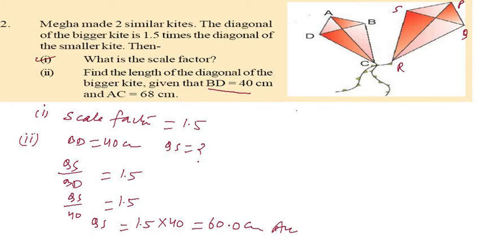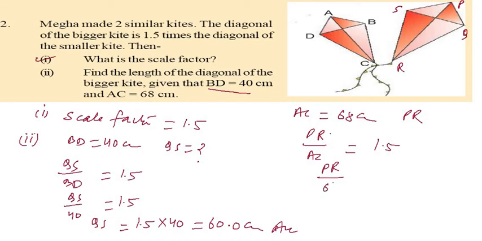Now come to the second part, AC is given as 68 centimeters. Now we want to find PR. By scale factor, PR upon AC is equal to 1.5. PR we want to find, AC is given as 68. So PR will be equal to 1.5 into 68. Now multiply and get the answer. That will be 102.0 centimeters and that will be your answer.